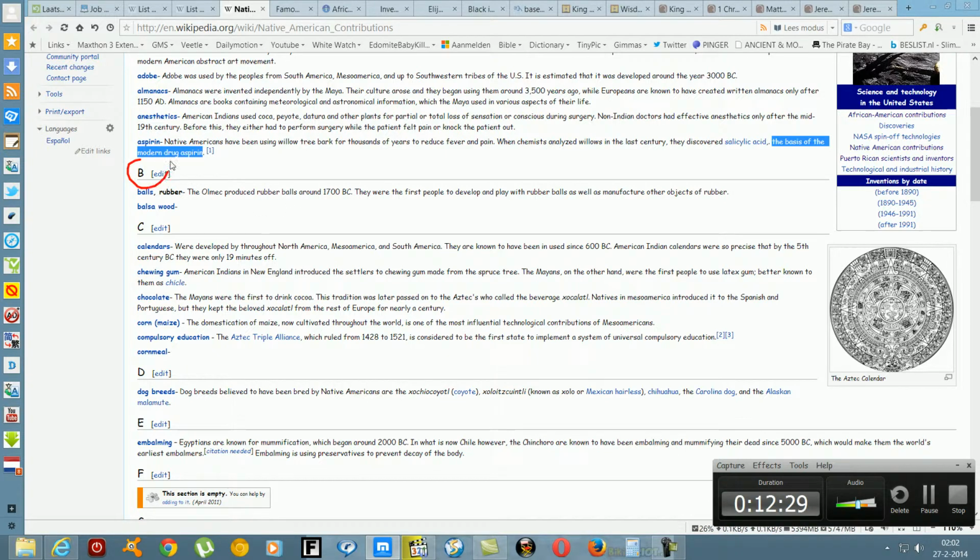And that would be your aspirin for a headache or a fever or pain. Anyway, going to letter B. Balls. We made balls, rubber balls, actually. The Olmec produced rubber balls around 1700 BC. Now, who said rubber came from the so-called white man? Our people already did that.